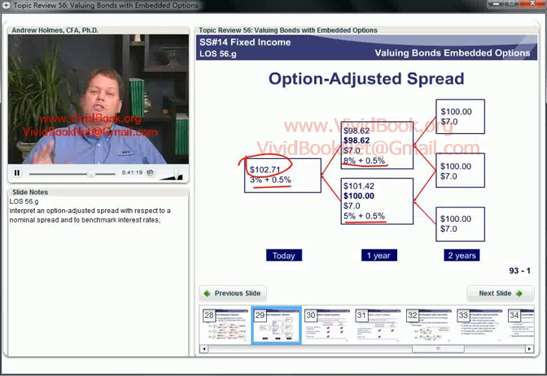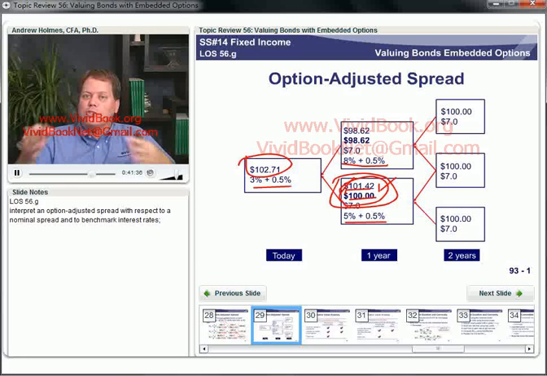All right. So that means after I take out the impact of the options, I've already included what the option is going to do to me. Instead of getting 101.42 in the lower node at time 1, I'm only going to get 100. So I have impounded the cash flow impacts of the options into my calculation. I have adjusted for it. I have taken that part of the return out, if you want to think of it that way. Then I have found the option adjusted spread.